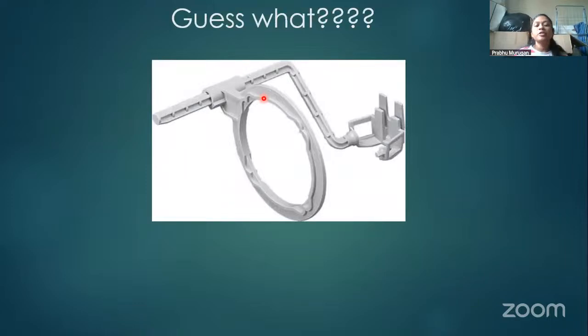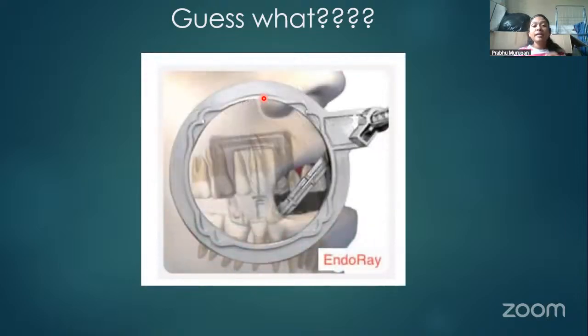In case of an image-based question, I think this was asked once. So basically, it's nothing but an endo ray. We use it in endodontic treatment, where you have to place the file and take an X-ray to measure the working length, right?